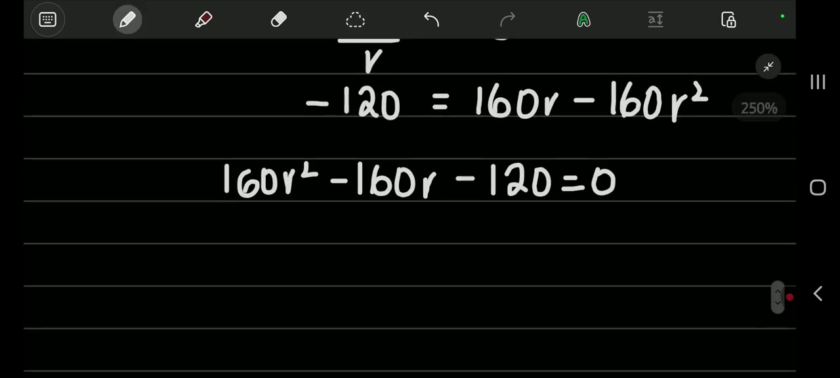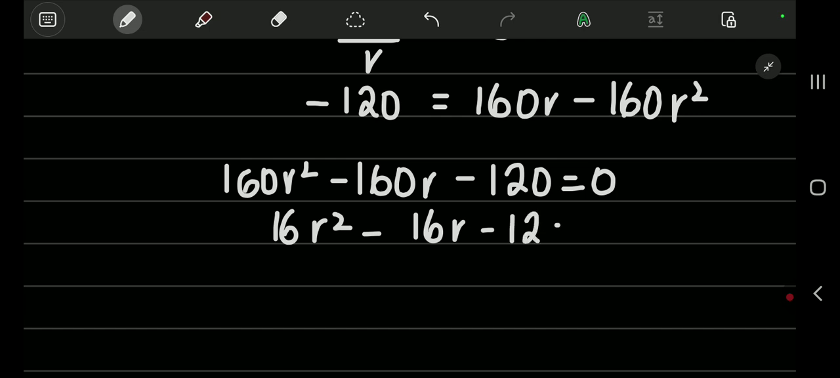Let's simplify it. First divide this whole equation by 10. It will give 16r square minus 16r minus 12 equals 0, and then divide by 4, or directly divide by 40: 4r square minus 4r minus 3 equals 0.